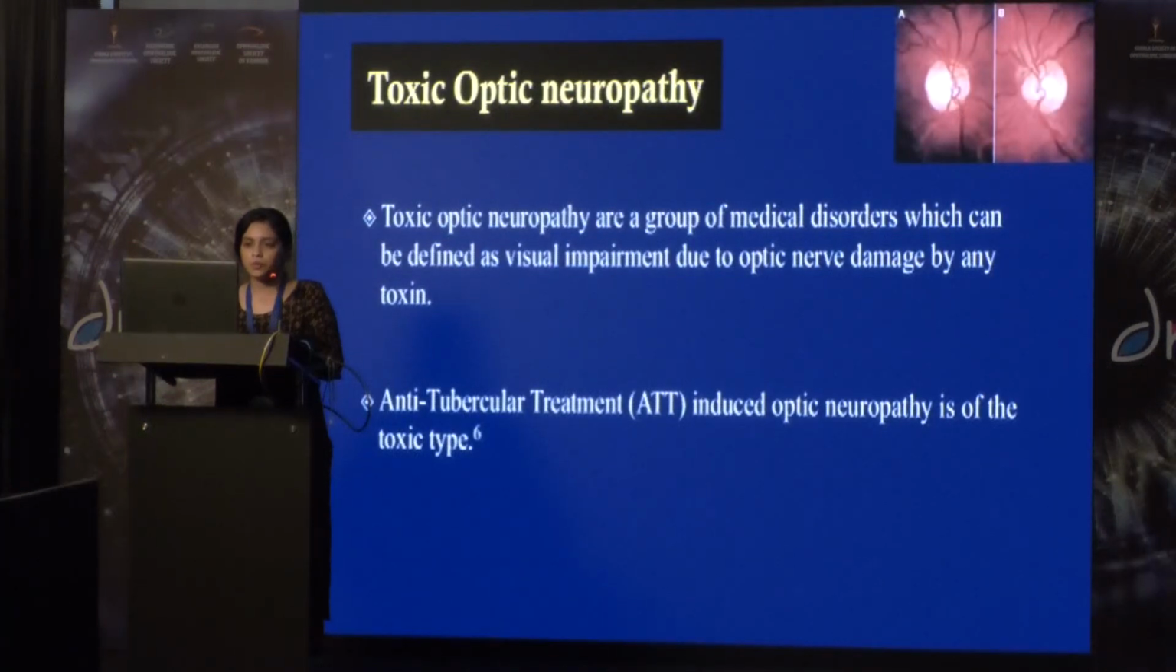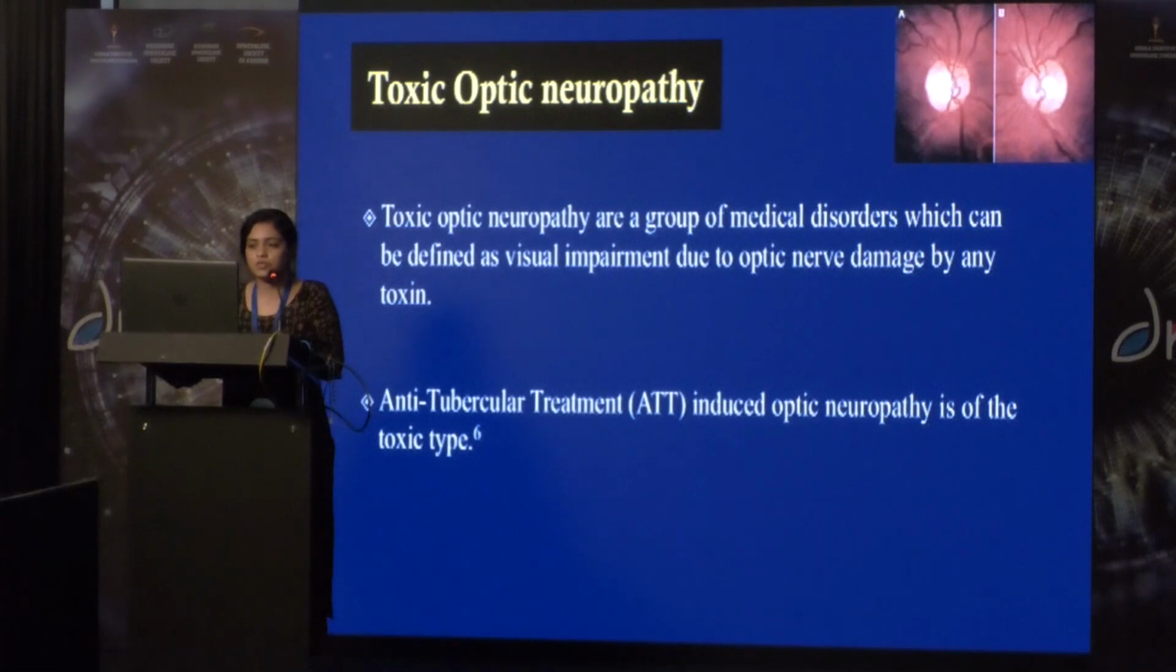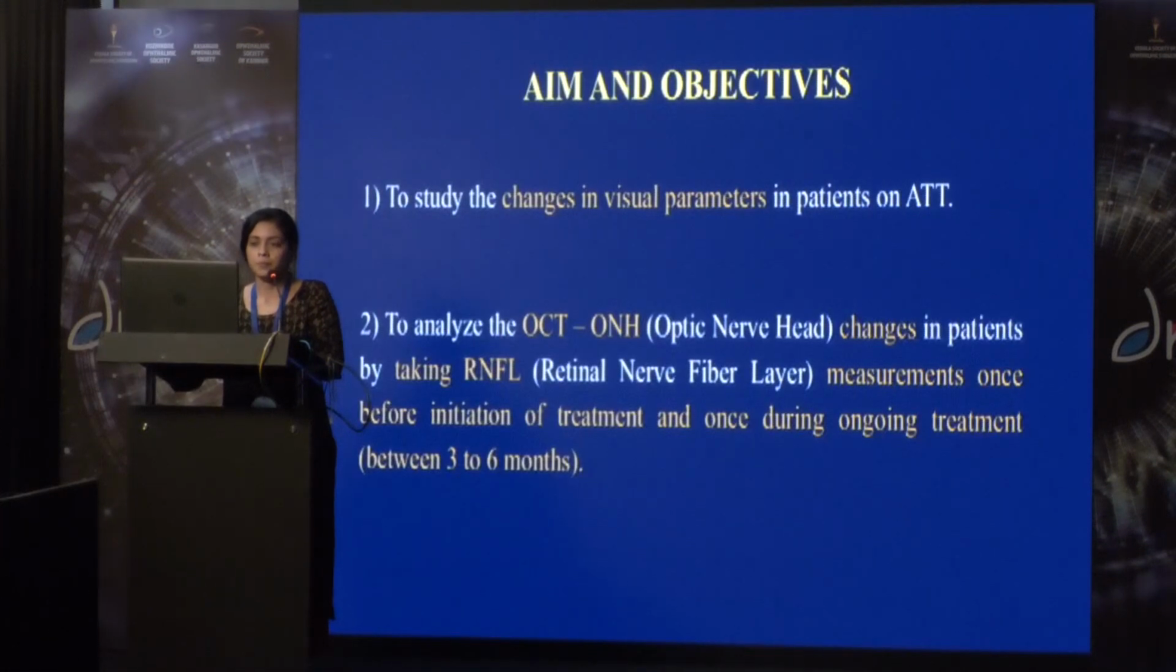Toxic optic neuropathies are a group of medical disorders defined as visual impairment due to optic nerve damage by any toxin, and anti-tubercular treatment induced optic neuropathy is of the toxic type. Aim and objectives of my study: to study the changes in visual parameters in patients on ATT, and to analyze the OCT changes in patients by taking RNFL measurements once before the initiation of treatment and once during the ongoing treatment, any time between 3 to 6 months.